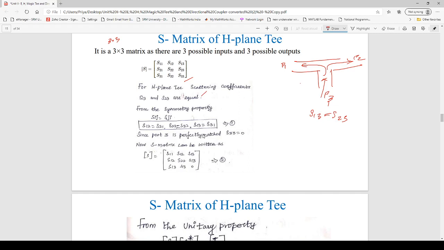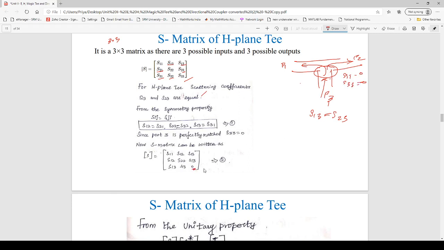And what is the next property? It is the symmetry property, Sij is equal to Sji. So I can say S12 is equal to S21, S13 is equal to S31, S23 is equal to S32. So I can replace these here, and this is my matrix now. Now I can also say that this third port, which is attached to the junction, is perfectly matched to the waveguide, so Sii equal to 0 for this third port. I say S33 equal to 0, so I have replaced it by 0.